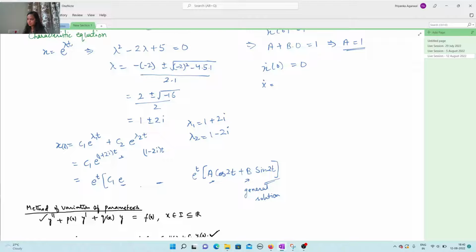Simply, it's algebra where we have to solve this set of equations. We can solve it using Cramer's rule or by finding the inverse of this matrix. At the end we will get the values of C1 prime and C2 prime, and when we integrate C1 prime we get the value of C1, and when we integrate C2 prime we get the value of C2. When we combine these, we can write the particular solution.